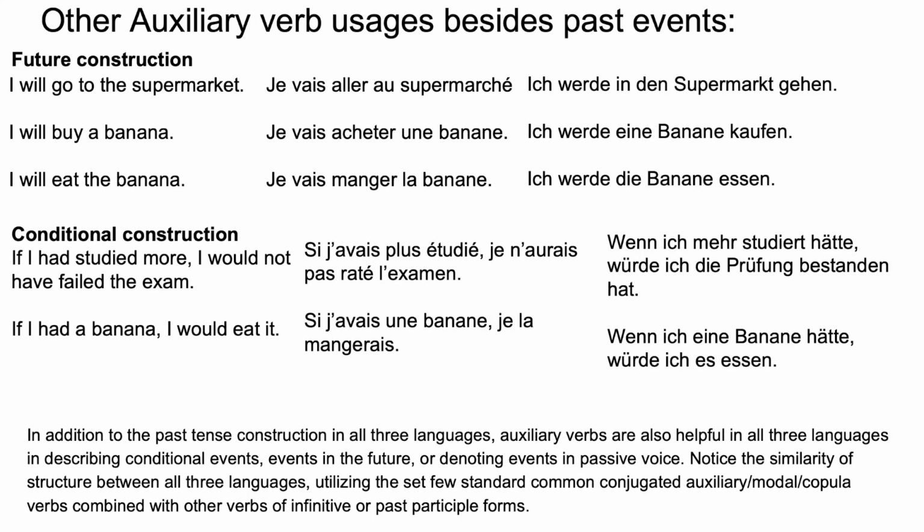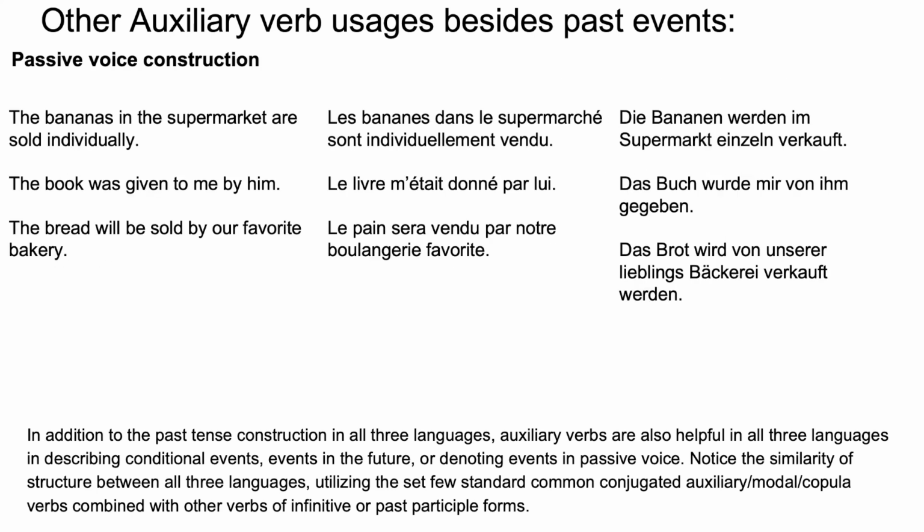In addition to the past tense construction in all three languages, auxiliary verbs are also helpful in all three languages in describing conditional events, events in the future, or denoting events in passive voice. Notice the similarity of the structure between all three languages, utilizing the set few standard common conjugated auxiliary, modal, and copula verbs combined with other verbs of infinitive or past participle forms.